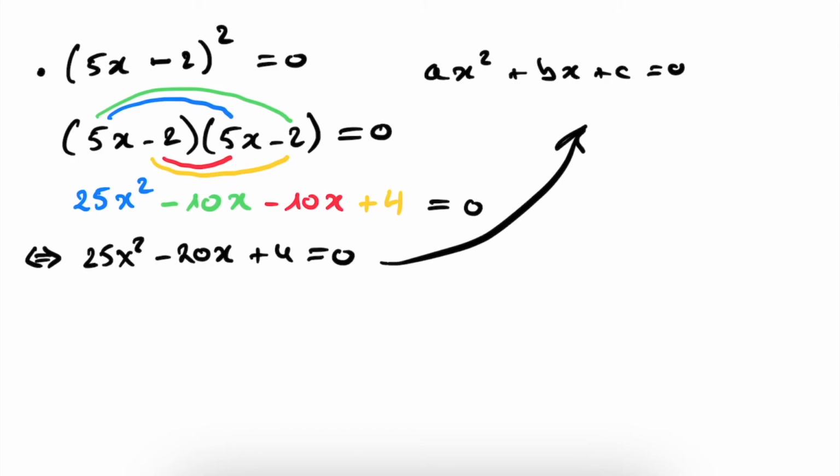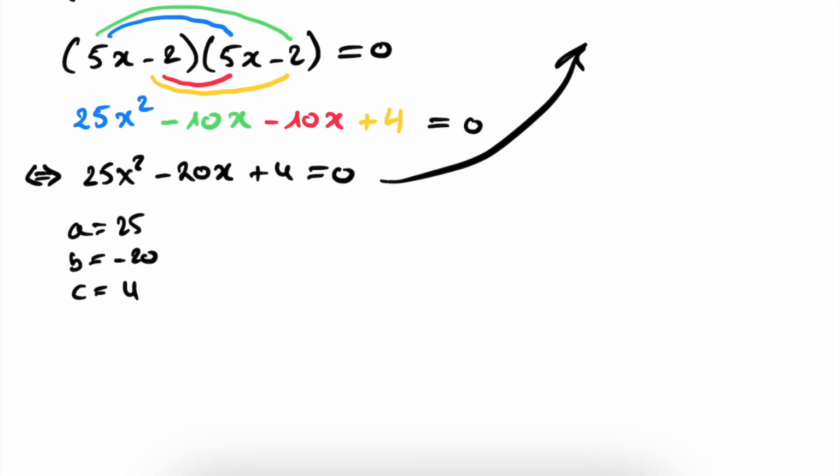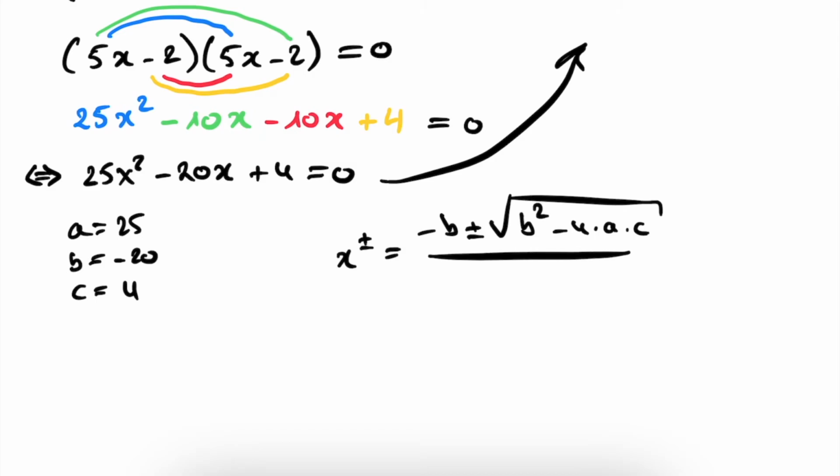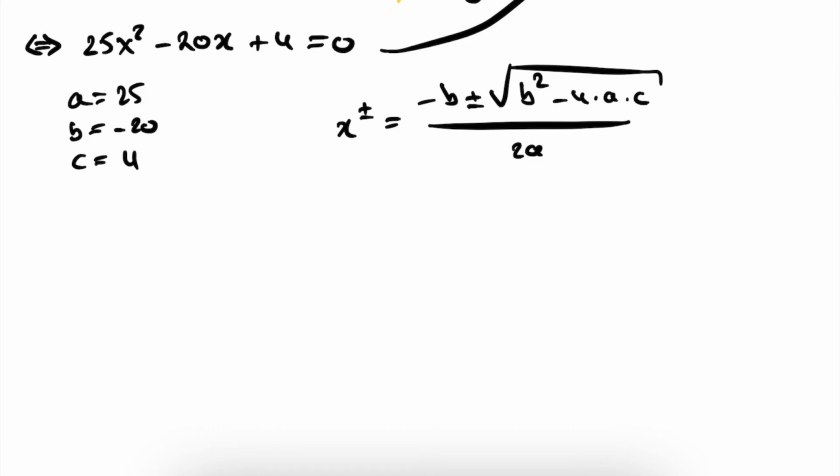And this is exactly our familiar form. So we can now go ahead and identify our a, b, and c. A is 25, the thing in front of the x squared. B is minus 20, the thing in front of the x. And c is 4, which has no x at all. So we can solve our equation by filling in the general form of the equation, which we all know very well by now. So let's fill this in.